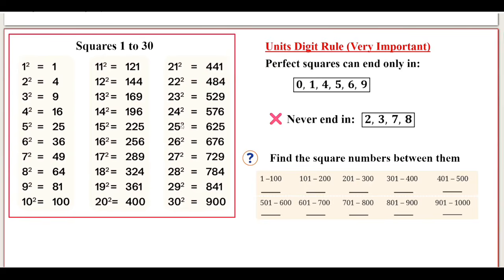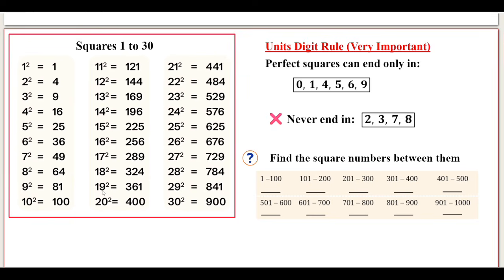Now, at your level, you must at least know the square numbers from 1 to 30. You have to memorize them. 1 to 10 squares everyone knows from the table. 11 to 20 you have to learn: 11 square 121, 12 square 144, 13 square 169, 14 square 196, 15 square 225, 16 square 256. Up to this you can somehow learn.